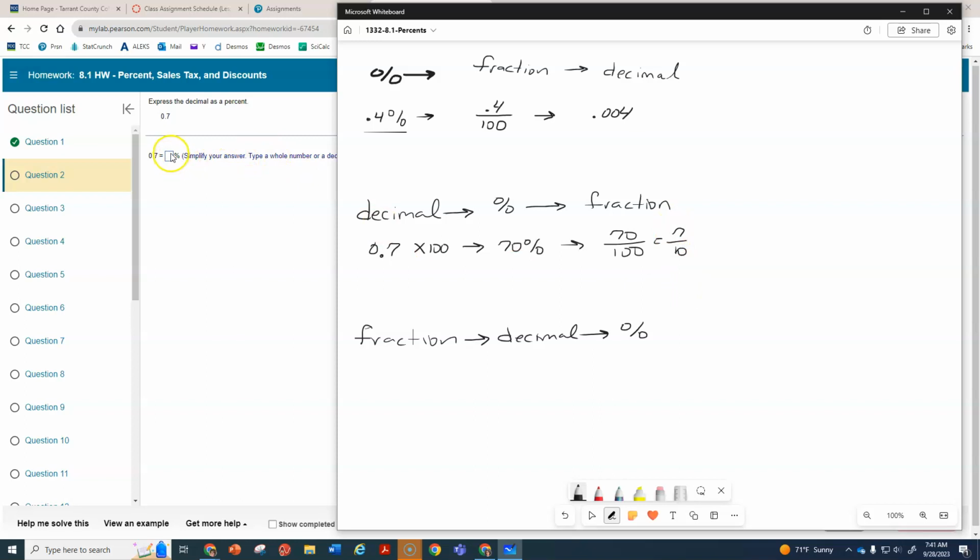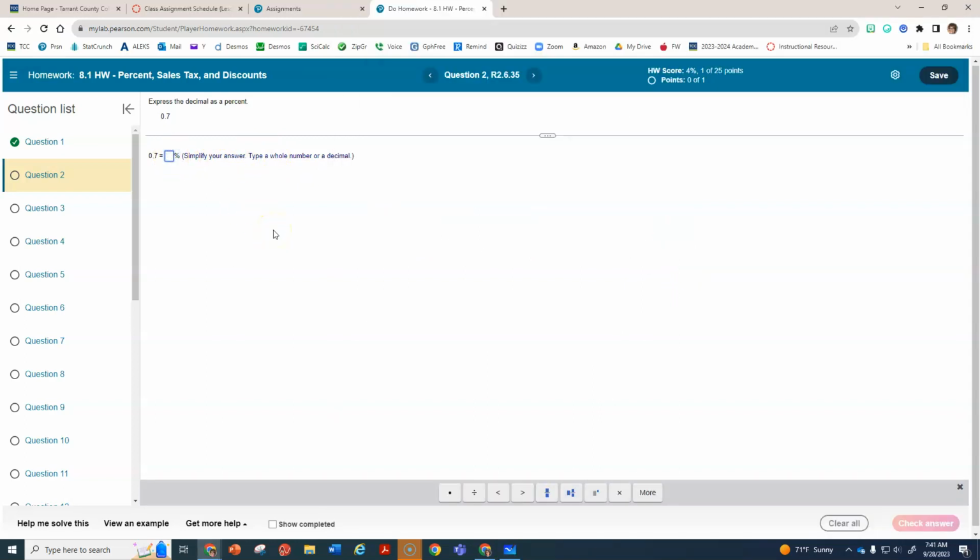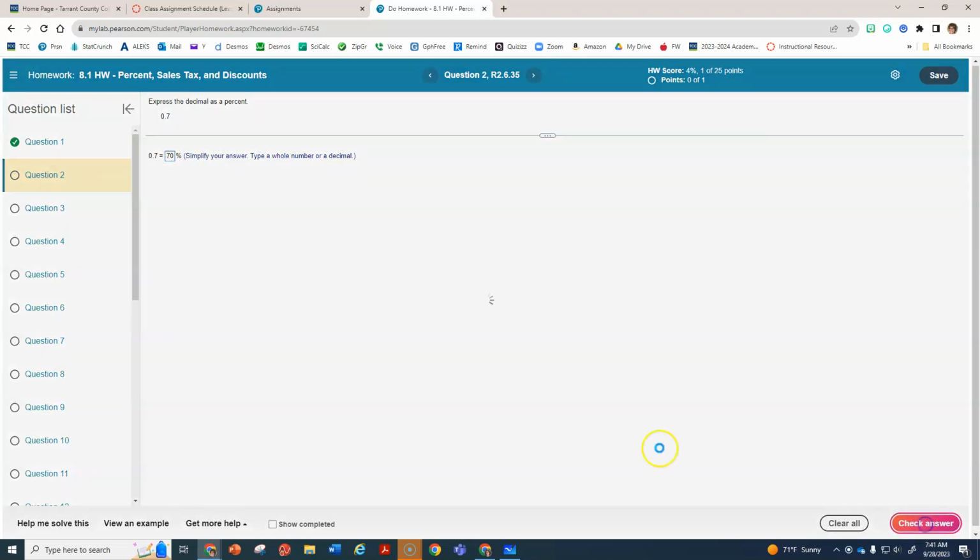So they want the percentage right here, so we're going to move that to 70. We don't have to put the percent sign in because it's after that little box. So we just type in the number 70.